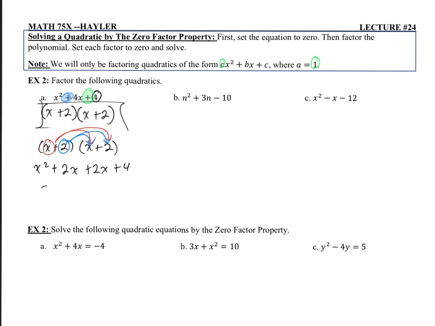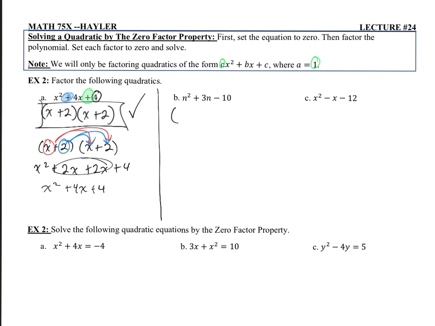When we simplify this, we get x squared, we have the like terms there, plus 4x plus 4. So is that the trinomial we started with? It is! Awesome! So we've checked, so we know that our answer was indeed correct. We factored correctly. So that's the way you can check to make sure you factored correctly.